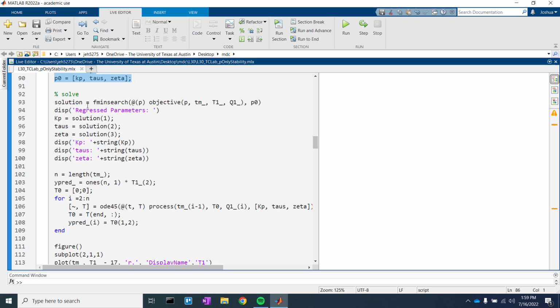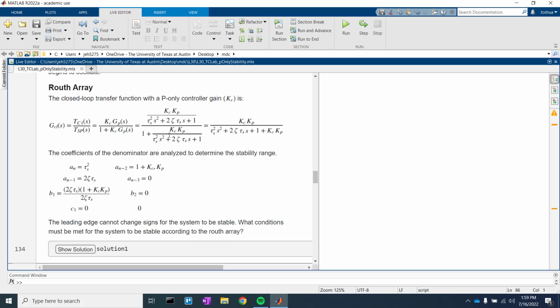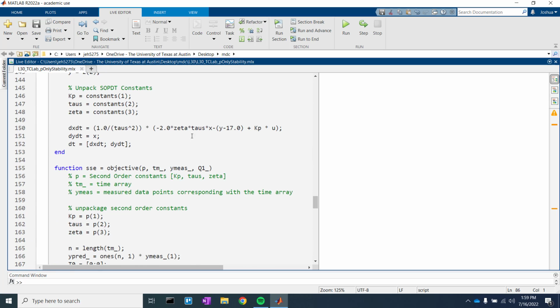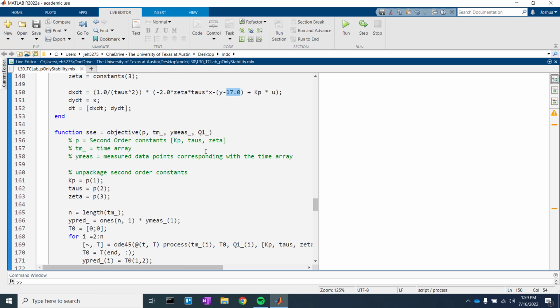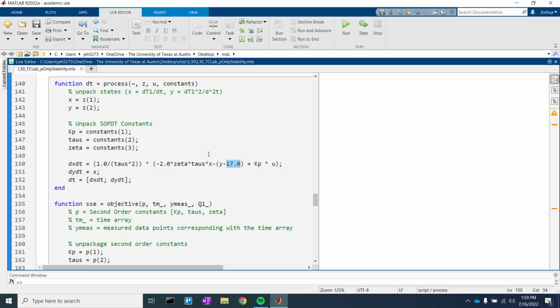After this, we're going to go ahead and regress our parameters. So we have our fmin search, which is using our objective function. Let's go down to our objective function. I want to point something out real quick. I have this set to 17 in my objective function, and that's because it's the difference between the initial temperature and what's going on now. We could obviously set this up so that this initial y, this initial output, is relative to something we give it as an argument. Either way, it's really cold right now in my office, so that's why it's set to 17.